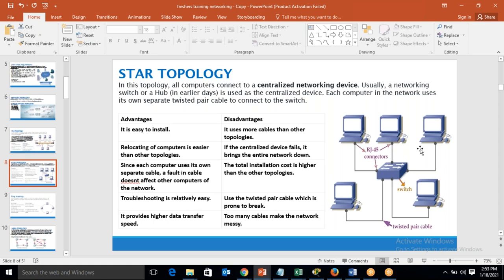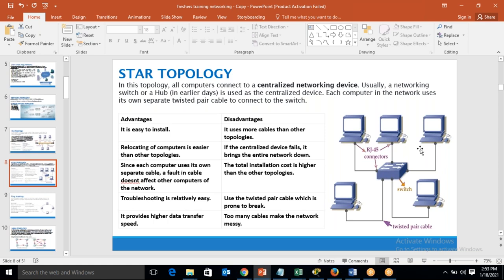And coming to some of the disadvantages, it uses more cable than other topologies, because each and every system needs its own separate cable. Hence, it needs more cable compared to other topologies.